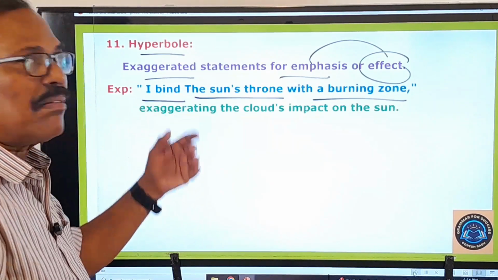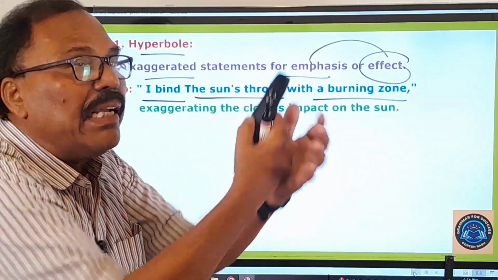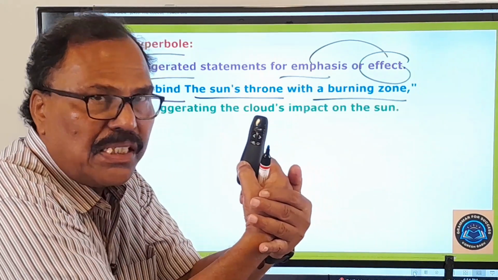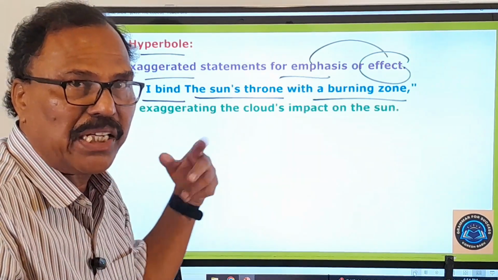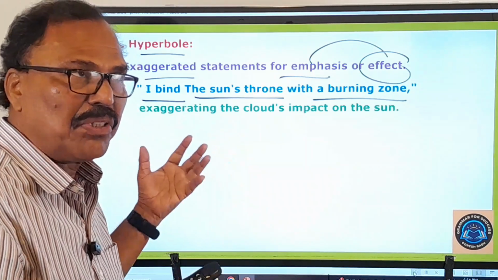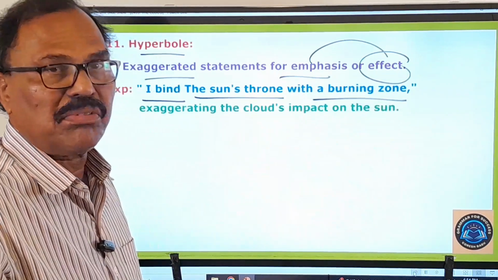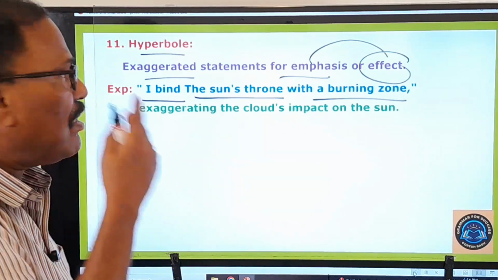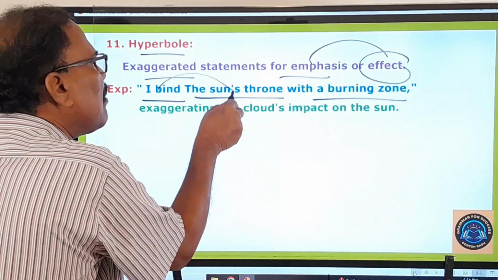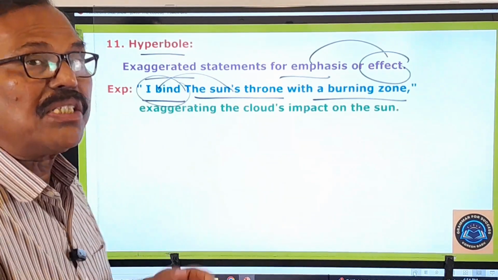In this line, the cloud says that it can bind, it can tie up. Is it possible for the cloud to tie up the sun? Or is it possible for the cloud to surround the sun with a burning zone? No, it's not possible. It's all exaggeration, only to tell us that this cloud is very powerful.